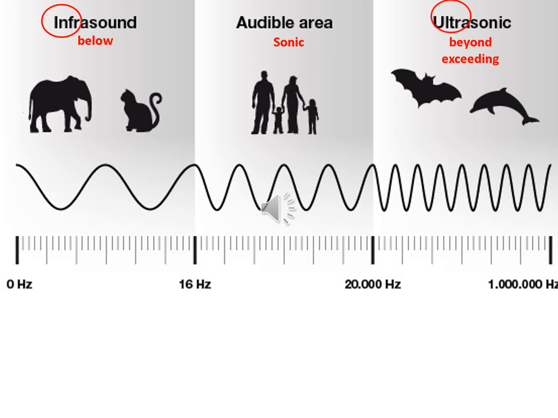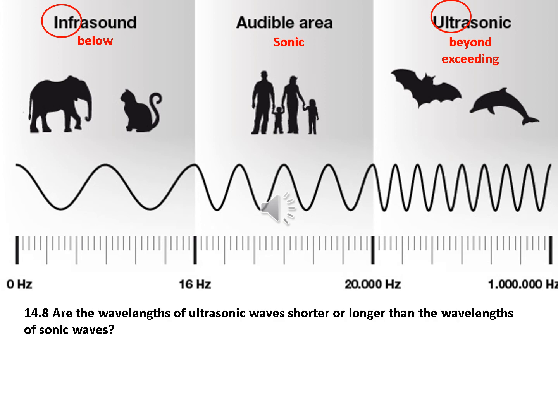On the other end, there are frequencies that are higher than 20,000 hertz, and we call that ultrasound. We know that bats use ultrasound in order to send out signals that bounce back to them when they are using their echolocation. On your own question 14.8 said, are the wavelengths of ultrasonic waves shorter or longer than the wavelengths of sonic waves? So ultra means beyond. It's beyond what we can hear. And with the diagram here in front of us, it's easy to see that the wavelengths of ultrasonic waves are far shorter than the wavelengths of sonic waves.